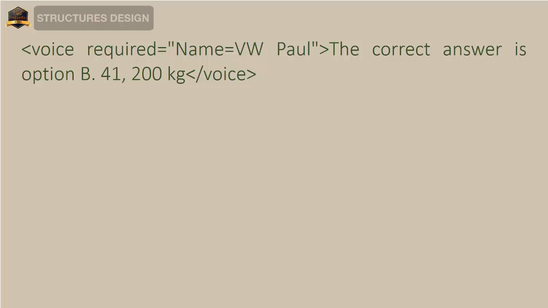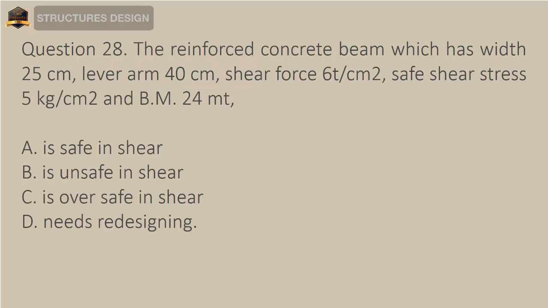Question 28. The reinforced concrete beam which has width 25 cm, lever arm 40 cm, shear force 6 tons per centimeter 2, safe shear stress 5 kg per centimeter 2 and BM 24 mt, A, is safe in shear, B, is unsafe in shear, C, is oversafe in shear, D, needs redesigning. The correct answer is option B, is unsafe in shear.